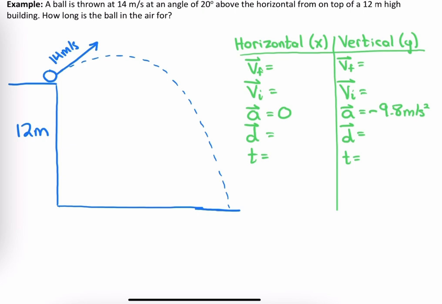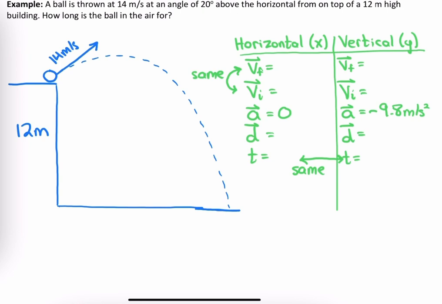The other thing we said is that because this is 0, it can't speed up or slow down in the x direction. So whatever its initial velocity is, its final velocity will be the same. And then the other thing we said was that the time was also going to be the same, because time is not a vector, it can't really have x and y components. So that's going to be the same on both sides.